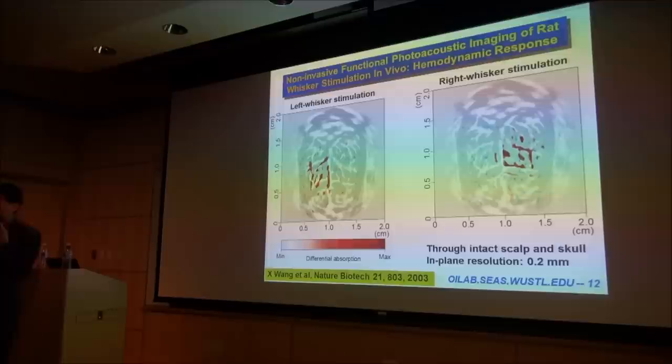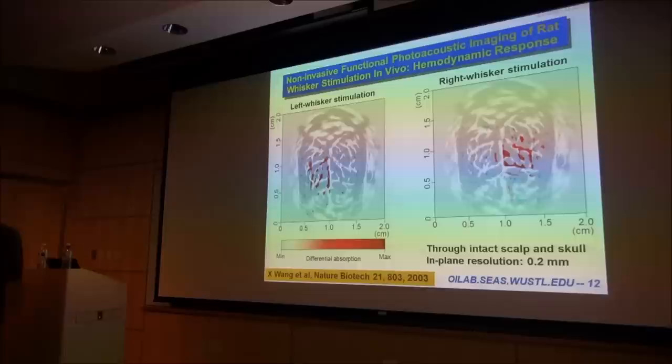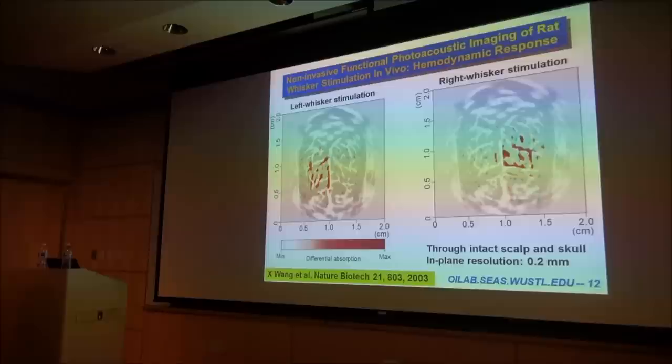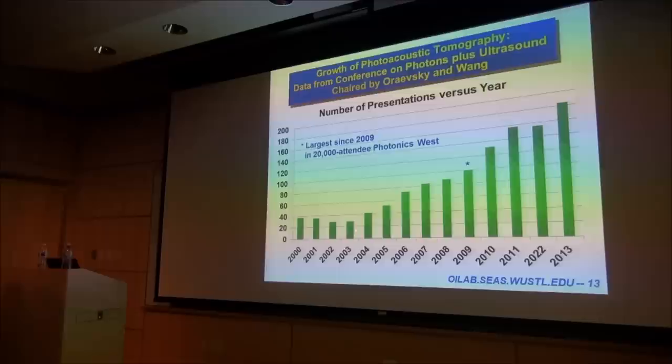These are one-sided whisker stimulations that allow you to stimulate the contralateral side of the brain. And you can see either side of the brain activation, non-invasively. So for the first time, this demonstrated the advantage of photoacoustic imaging in comparison to two-photon or confocal microscopy, because you have to remove the skin and thin the skull, at least, if not remove the skull, in order to get images.